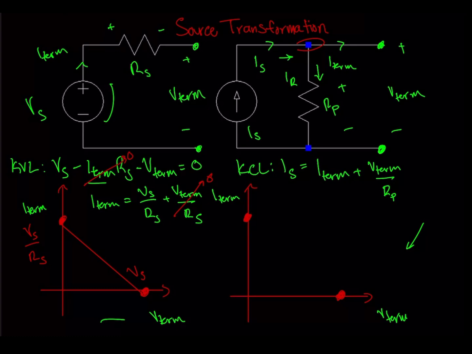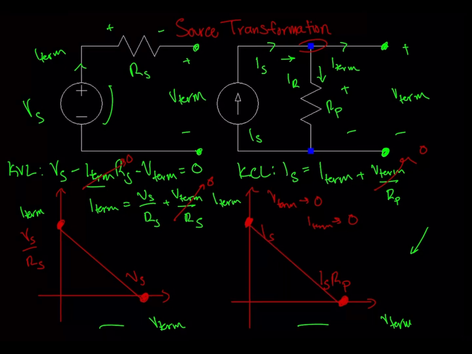So to obtain our intercepts, we're going to look at the end behavior. As V terminal approaches 0, this term would go to 0, and that would leave us with I terminal equaling Is. Likewise, if I terminal approaches 0, we're left with Is equaling V terminal over Rp. And if we solve for V terminal, that would leave us with Is times Rp. So this is our curve here.